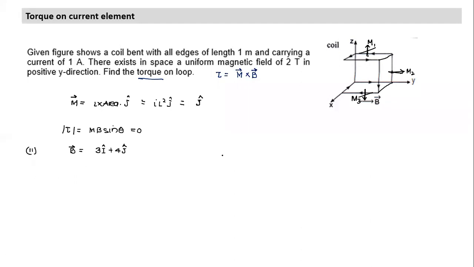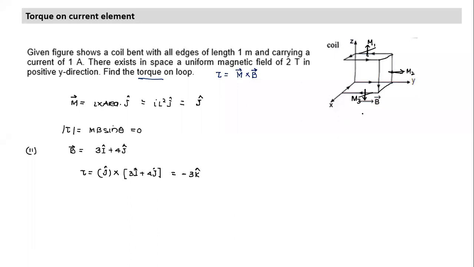In that case, depending on how B is given, now we can calculate torque. We take the cross product. Torque will be equal to minus 3 k cap. j cap cross 3 i cap plus 4 j cap. What I notice is that the y component is still not contributing. Torque is created only by the i component. So j cross i is equal to what?